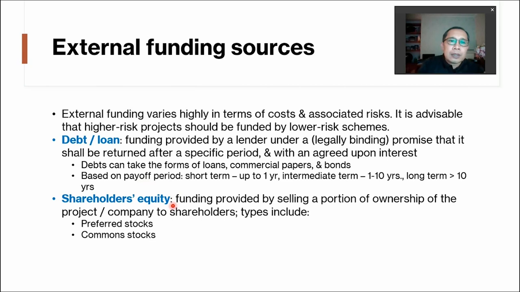The second type of external funding is called shareholders' equity, and this type of funding is provided by selling a portion of ownership of the project to shareholders. Okay. And there are two types of shareholders' equity, which are preferred stocks and common stocks. It will be good for you if you can look up the definitions of these terms, right?